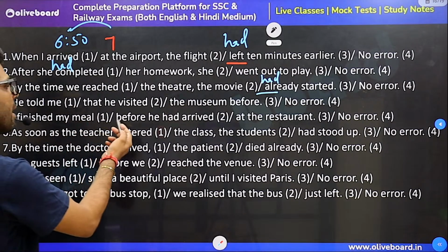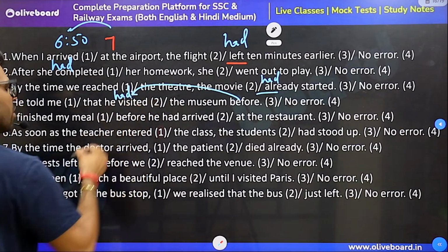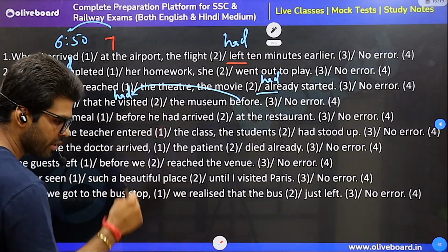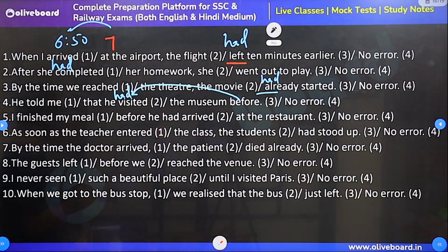He told me that he had visited the museum before. He told me right now, say yesterday, but he had visited the museum even before he told me he had been there. I finished my meal before he.